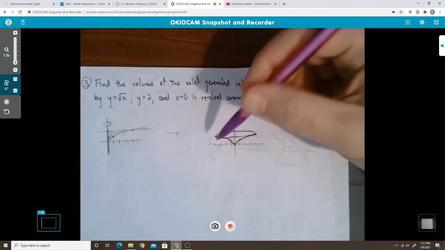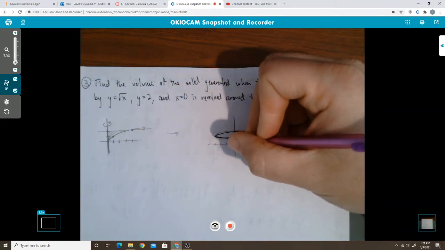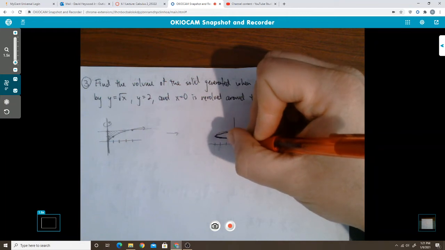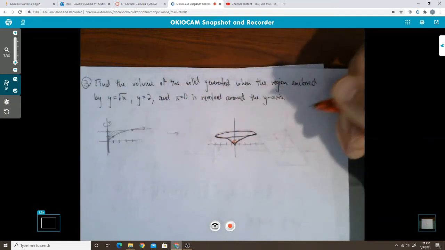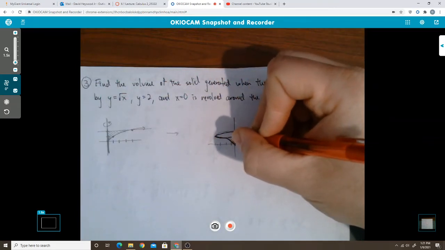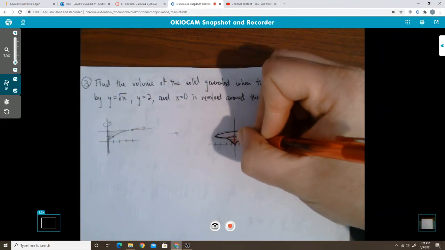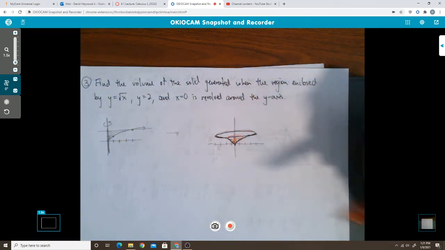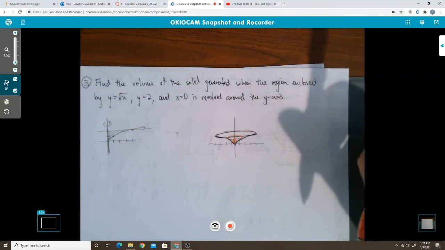But notice that if we take horizontal slices, well, then we do get circles, right? Like if I take a slice here, I'm going to get this circle, right? Like if I slice it right there, or if I slice it right here, I'm going to get this circle, right? So I'm just going to get a bunch of circles if I slice it up horizontally. So that tells me that I'm going to be integrating with respect to y.